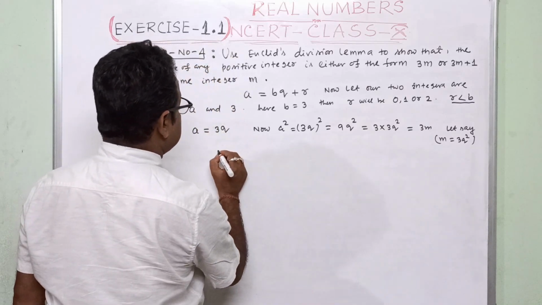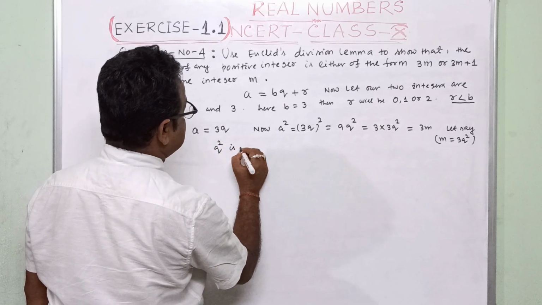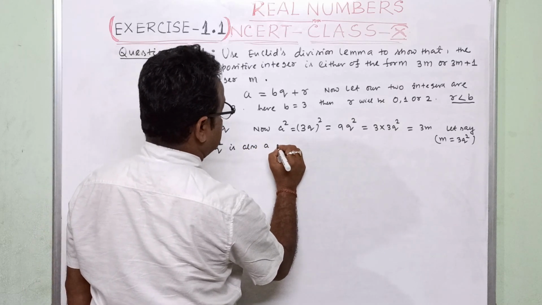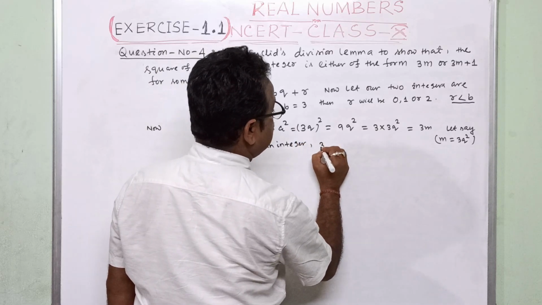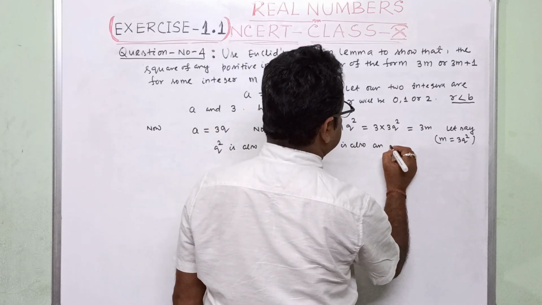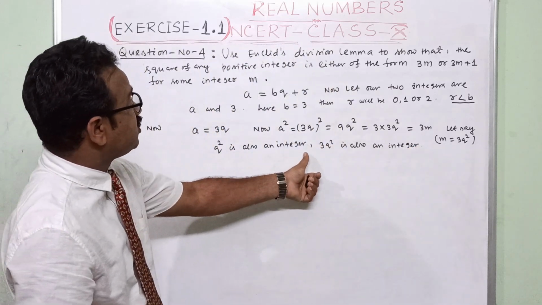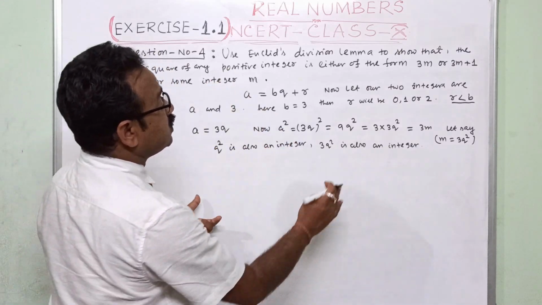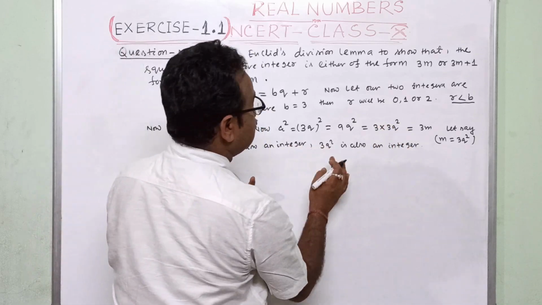So q is an integer, so q square is also an integer. 3q square is also an integer. Why? q square is also an integer, and 3q square is also an integer, since q is an integer.